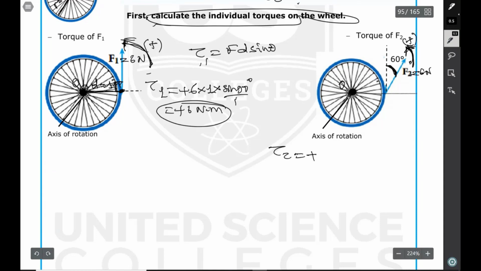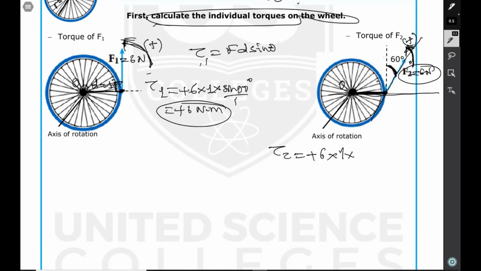How much is the force? 6 Newton. How much is the distance from the force to the axis of rotation? What is that distance? Again, 1. What is the angle between the force line and the distance line? What is the angle?